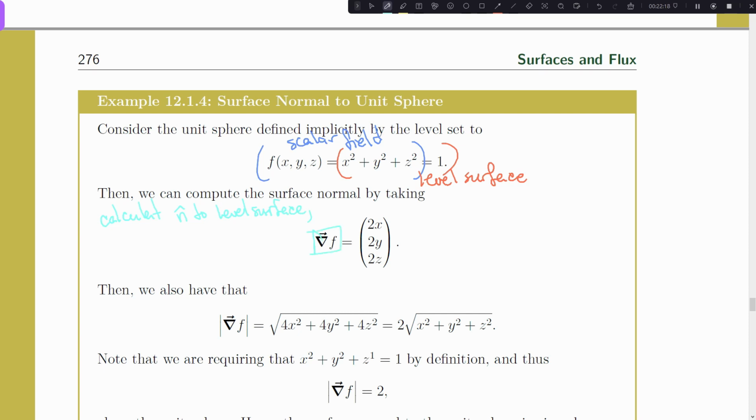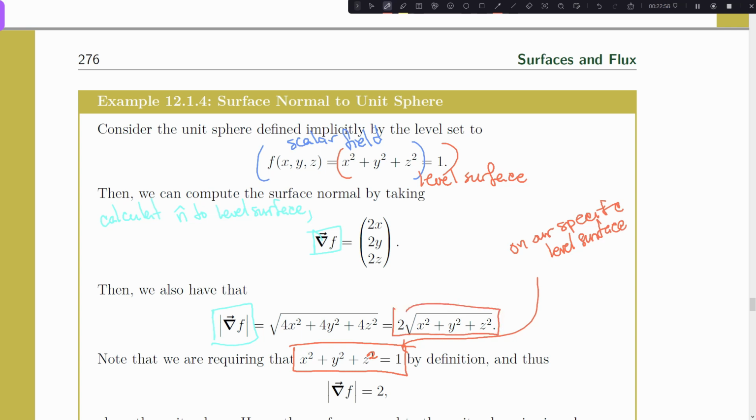And I know you're all very well versed in gradients now. The gradient of this scalar field will be 2x, 2y, 2z. And we also need the magnitude of the gradient, which is very easy to calculate just as our standard magnitude of vectors works. And since we have, there's a slight typo here, since we have particular on this level surface, so on our specific level surface, we have the nice property x squared plus y squared plus z squared is 1. It turns out that this 2 times the root of x squared plus y squared plus z squared can be replaced with 2 times 1, right? Because x squared plus y squared plus z squared is 1.